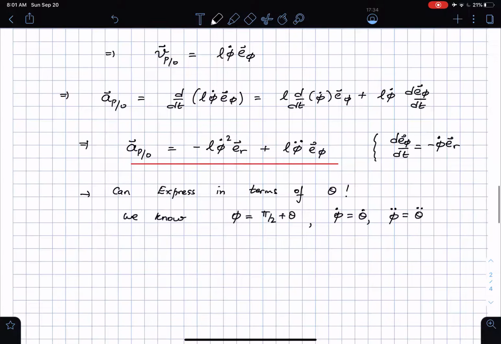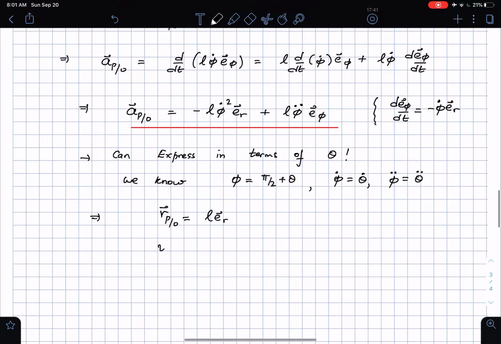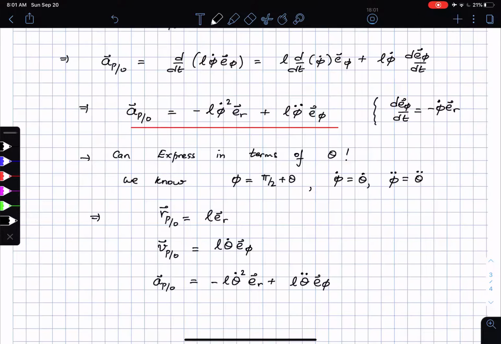Okay, so which essentially tells me that R p slash o is L ER, then V p slash o is L phi dot, which is the same as L theta dot, but E phi, and then A p slash o is going to be minus L theta dot square ER, and then L theta double dot E phi. Okay, so these are the things that we know. I'm just going to group them together. Okay, so this is important stuff.